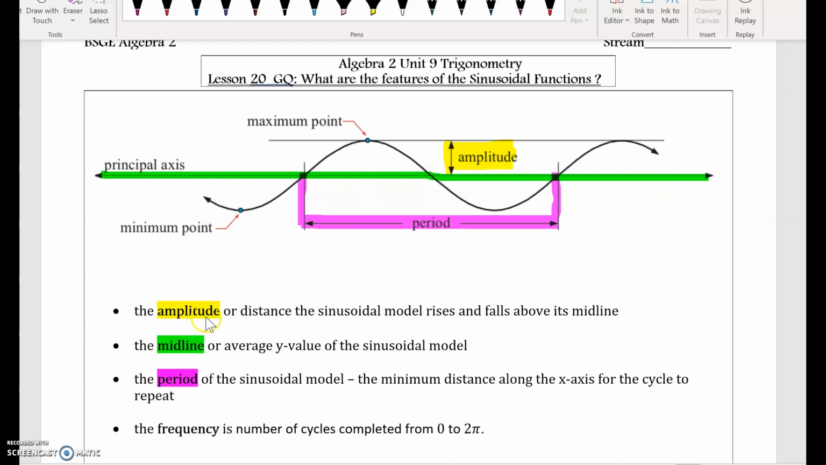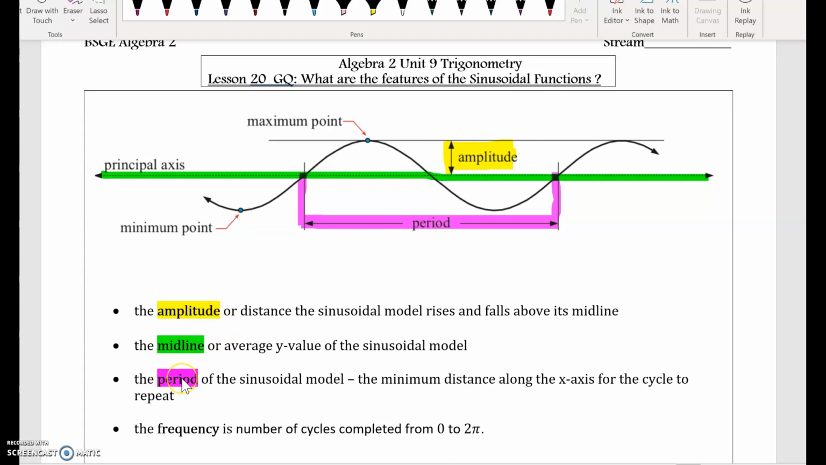The first one is amplitude. Amplitude is the distance of the sinusoidal model that rises and falls above the midline. If you take a look at this, this is the midline. We also call it the principal axis. This is the line that cuts through the sinusoidal function basically in half horizontally. So that amplitude is actually the distance from that midline to the maximum, or the midline to the minimum. So there we go with the amplitude and the midline.